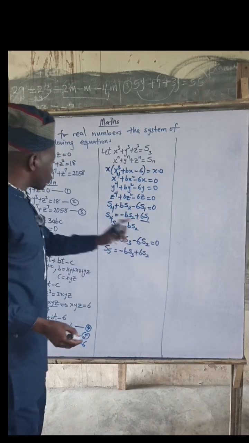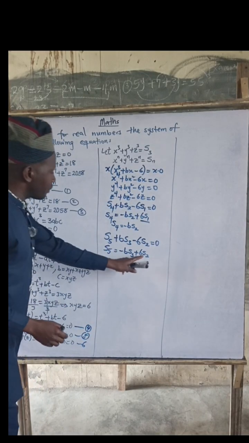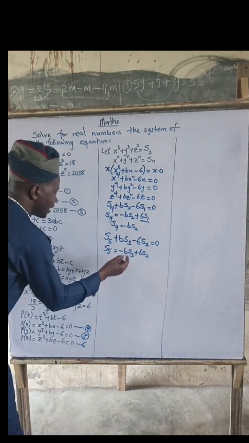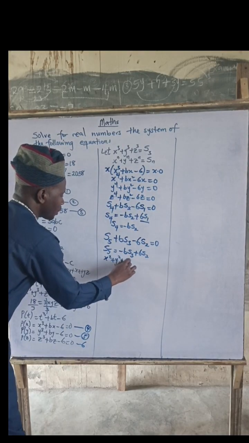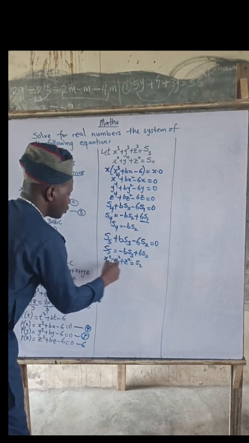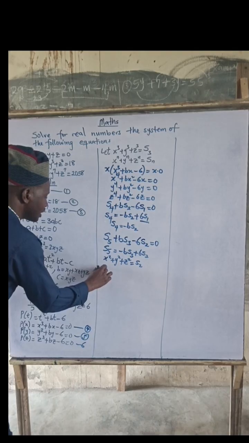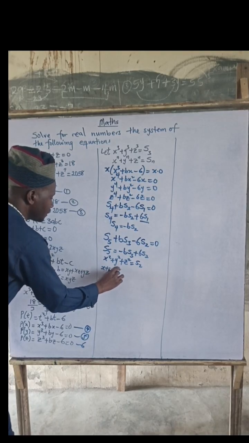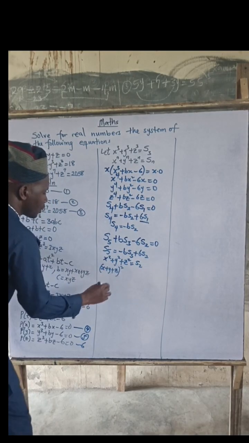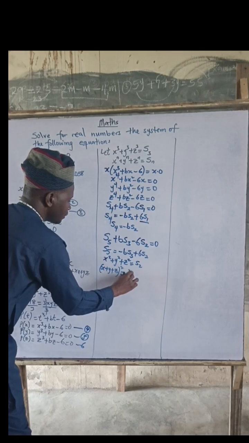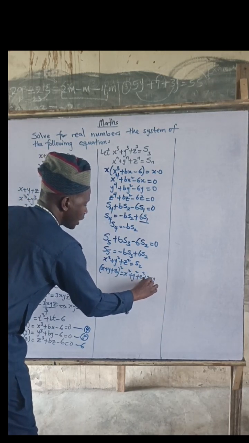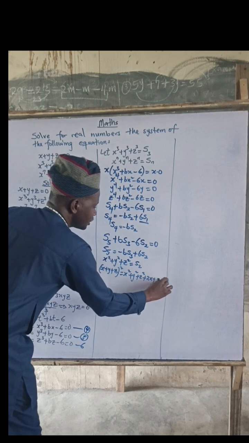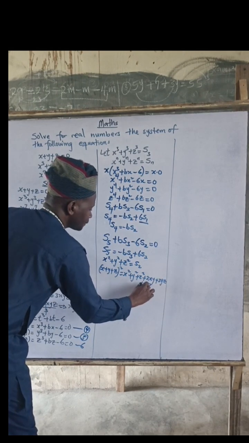Now let's determine s to the power of 2 with the information. How do we get s to the power of 2? Don't forget, s to the power of 2, I said, is x squared plus y squared plus z squared. This is s to the power of 2. Now how do we get this? By the time we expand x plus y plus z to the power of 2, that is squared, you are going to have x squared plus y squared plus z squared plus 2xy plus 2yz plus 2xz.